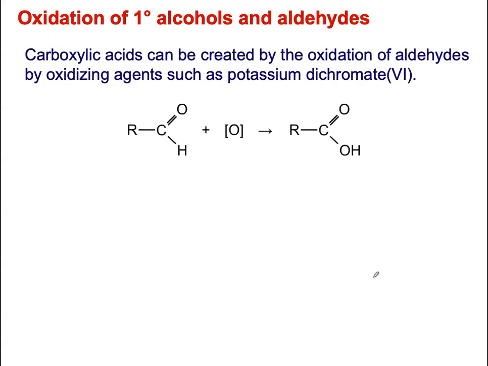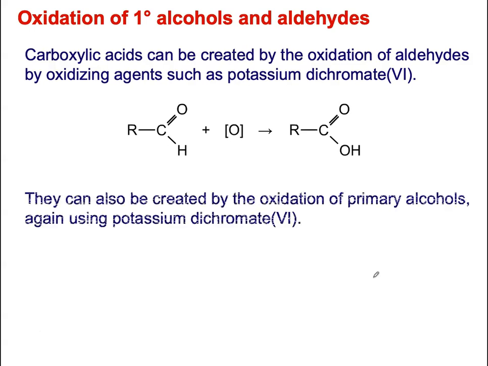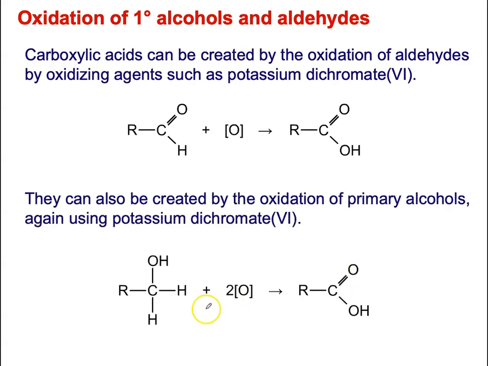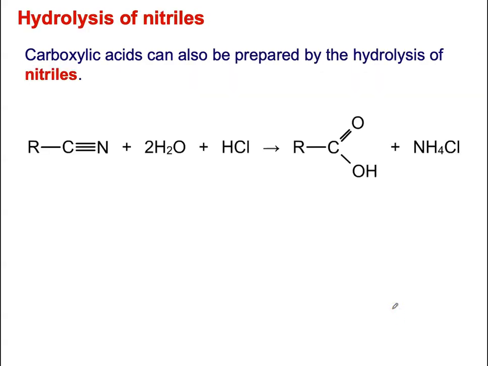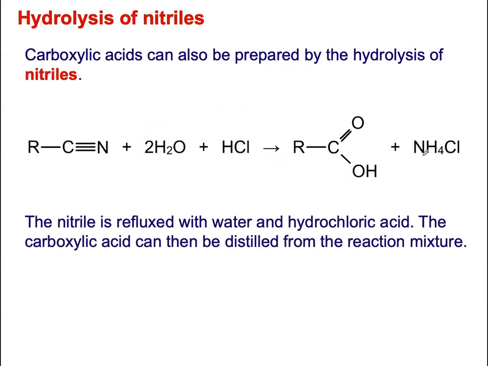So an example of oxidation of an aldehyde and an example of an oxidation of a primary alcohol. Carboxylic acids can also be prepared by hydrolysis of nitriles. Water and HCl we're using, and it will form ammonium chloride as the second product. The nitrile is refluxed with water and hydrochloric acid.